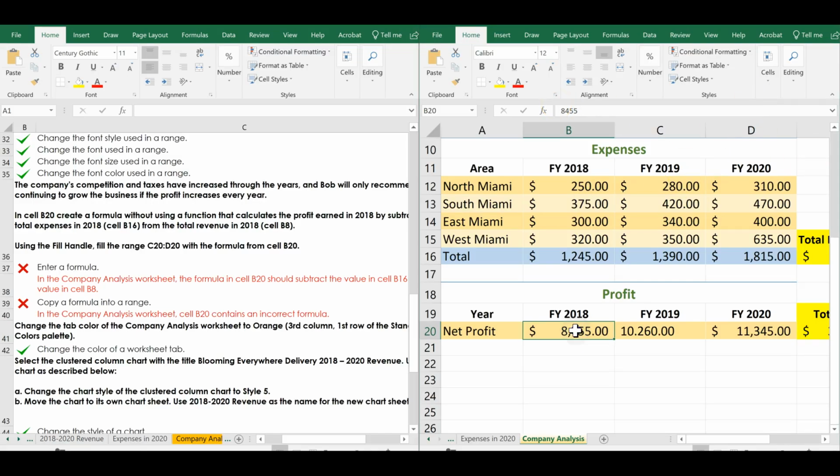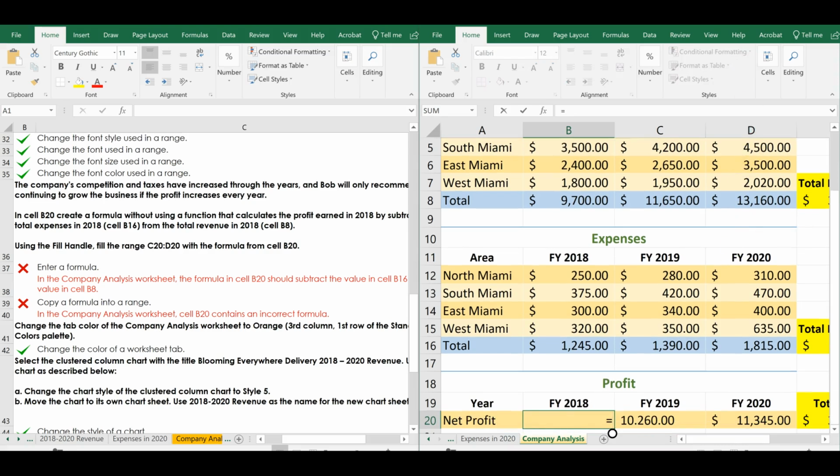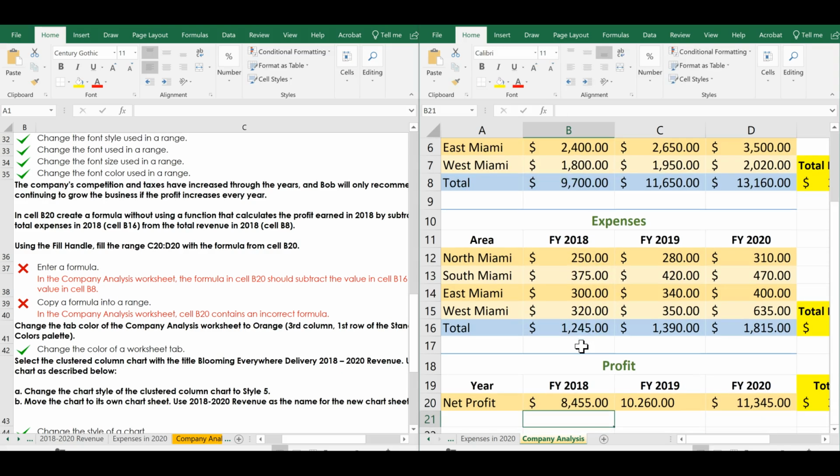Okay, cell B20 doesn't have a formula in it. It should have a formula that subtracts B16 from B8. So it would be equals, and then you would select B8, minus, just hit the minus sign or the hyphen, and B16. And that gives you your answer.